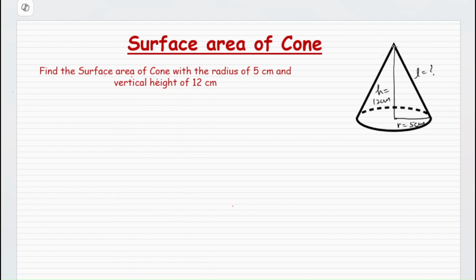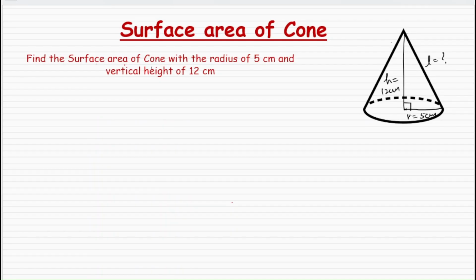Now if you look carefully, the slant height, radius and vertical height are forming a right angle triangle, because radius and height are perpendicular to each other. So if these three sides are forming a right angle triangle, I can use the Pythagorean theorem to find out the slant height.